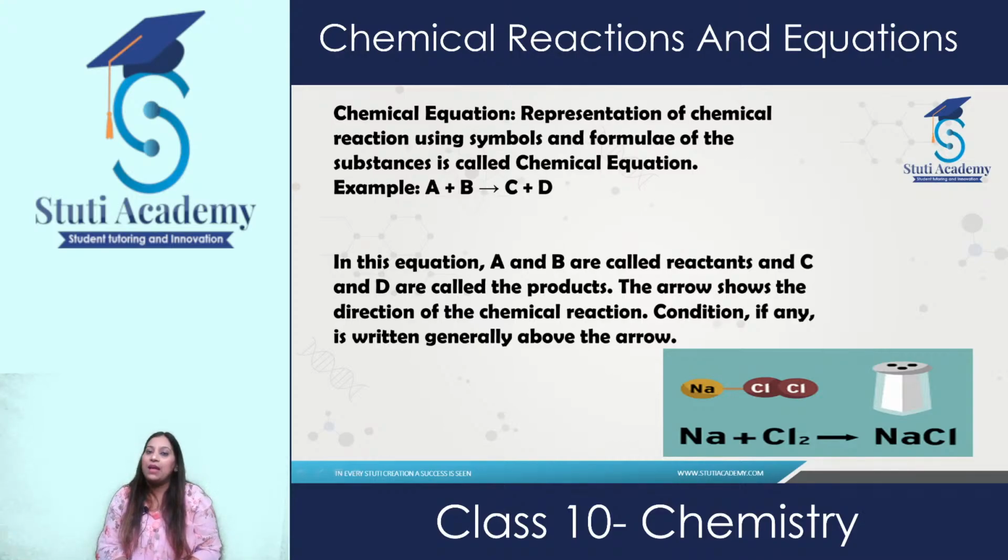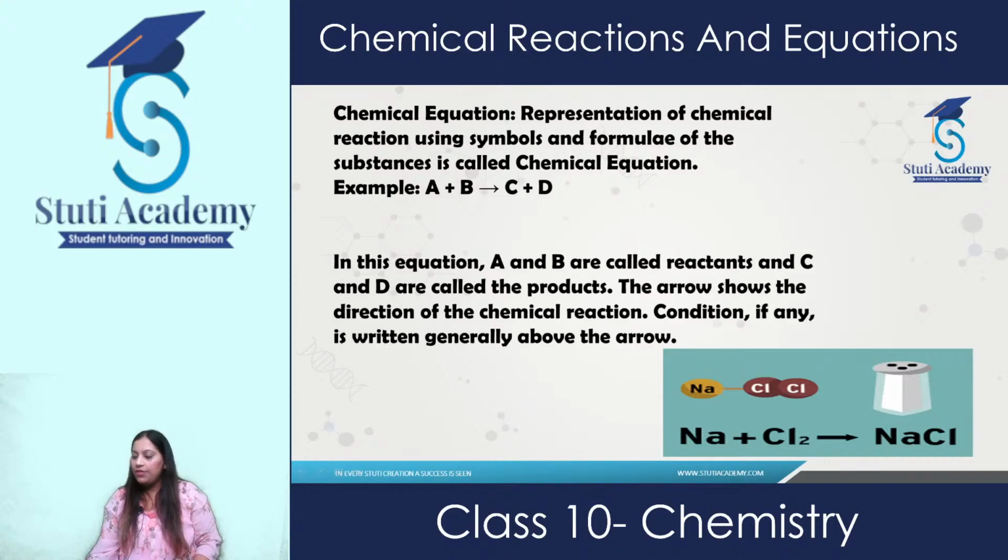Then there are so many examples of chemical equations in our everyday life. Photosynthesis is also an example of a chemical equation. In photosynthesis, plants take carbon dioxide gas and water vapors from the atmosphere, and it results in the formation of glucose, and they release oxygen gas. So these are examples of chemical reactions, and we have seen n number of chemical reactions in our daily life.